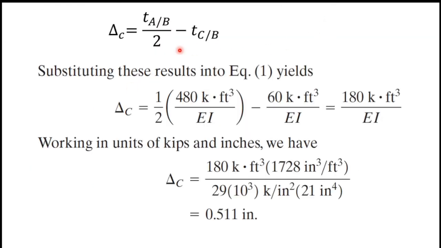So this is the final step. Delta C is equal to TAB over 2 minus TCB. Earlier we found the value of TAB and TCB. We can substitute those values into this equation. Then I can simplify it and finally get the answer as delta C equals 0.511 inch. Unit conversions are there, so I'm not going to explain this. I just mainly focus on the theory of the moment area method. Like that, you can find the deflection of point C using moment area theorem 2.